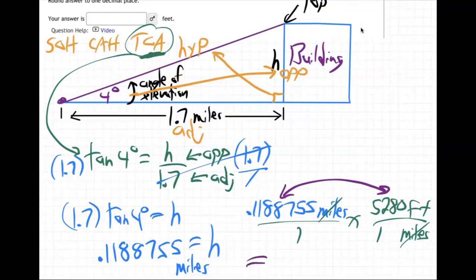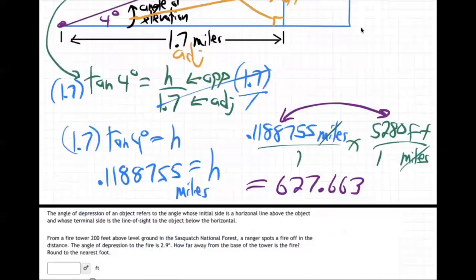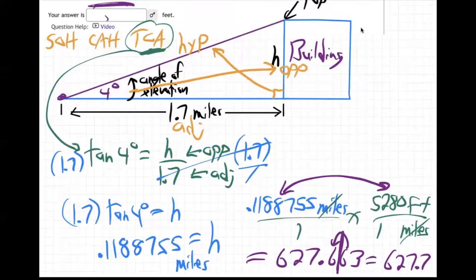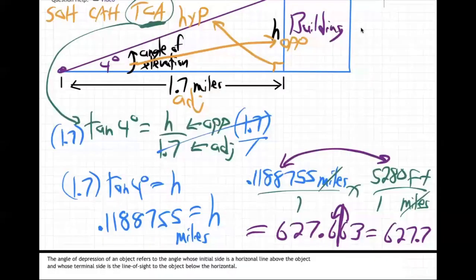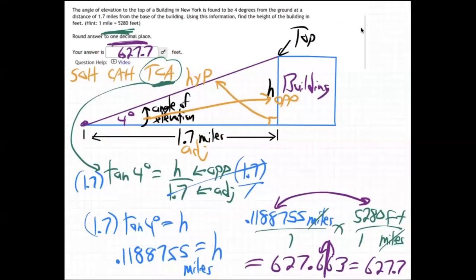And having done that, I get 627.663. They want 1 decimal place. So I'll just make it 627.7, because you cut it right there at 1 decimal place. This 6 tells you to round that 6 up to 7. 627.7 feet high. So you know how high that building is. It's 627.7 feet high.